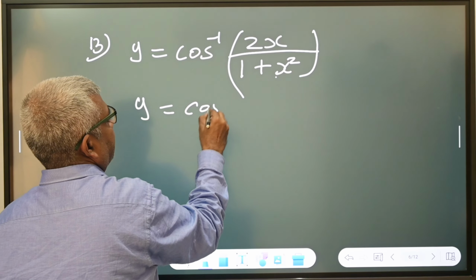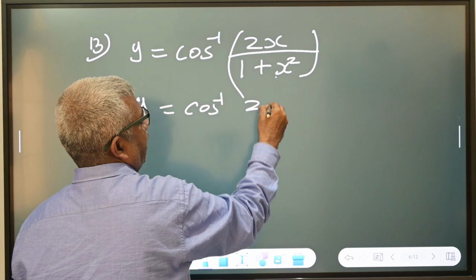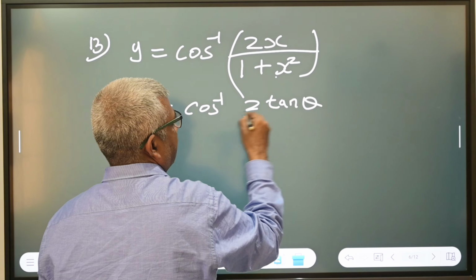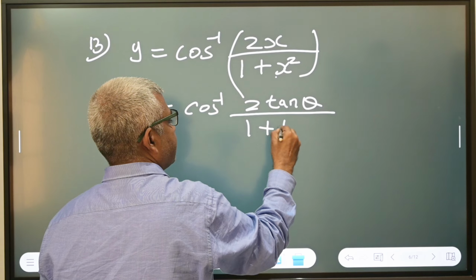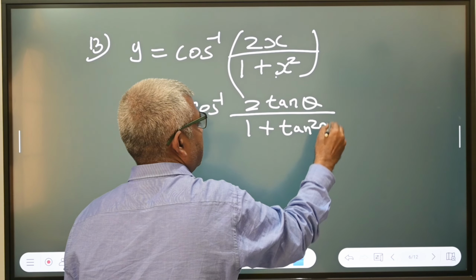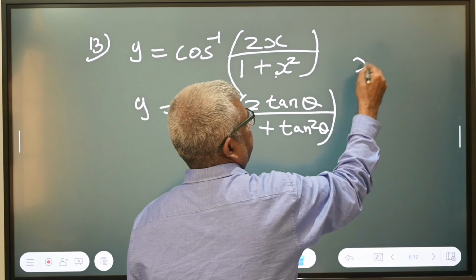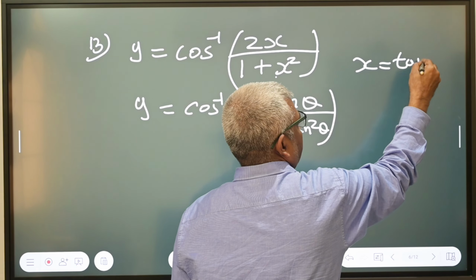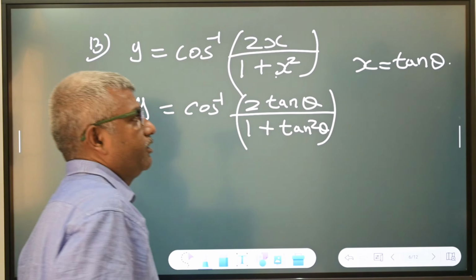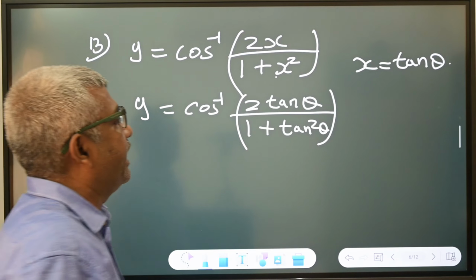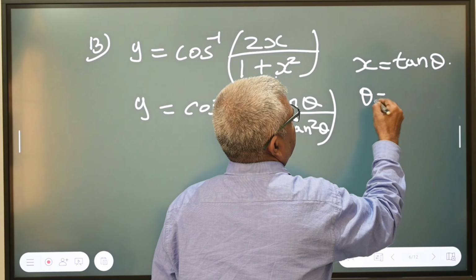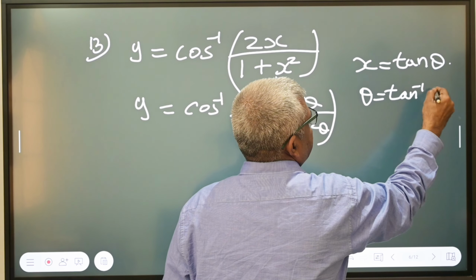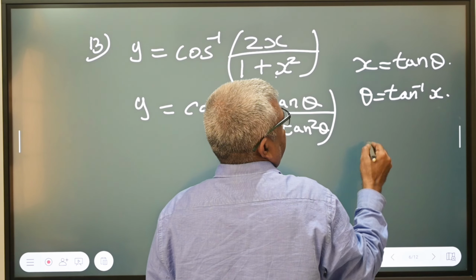So cos inverse, let x equal to tan theta. What will happen? 2 tan theta over 1 plus tan square theta. Always write x is equal to tan theta. As I am doing the same kind of sum, I am not doing this one. x is equal to tan theta, theta is equal to tan inverse x. Write this in all the steps. Okay.